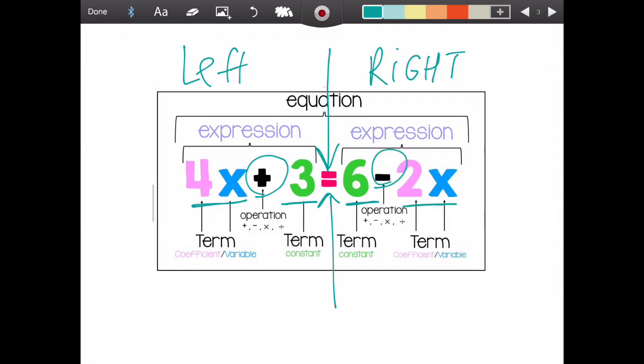Within this term for x, we have the coefficient, which is the 4, and the variable, which is the x. Same thing on the right. Here our second term is 2y, so we have 2 as the coefficient, y as the variable, and they each have a constant. Again, a constant is a number that stands alone with no variable. On the left side, it's 3, and on the right side, it's 6. All right, so make sure that you're getting familiar with that vocabulary.